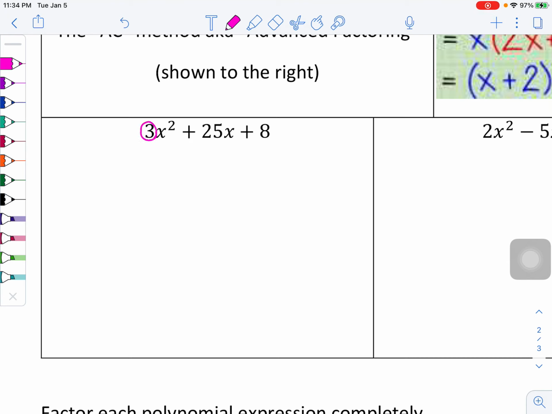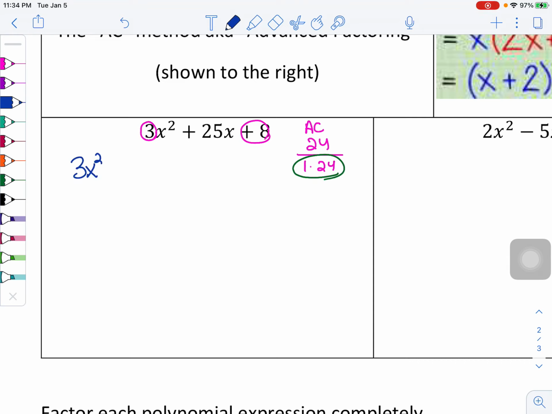So let's see. A is 3, C is 8, so AC would be 3 times 8 is 24. All right, so what multiplies to 24? Well, 1 times 24, and I'm actually going to stop right there because, well, I already know that's what's going to get me 25. So I don't need to look any further in this problem to see what could work.